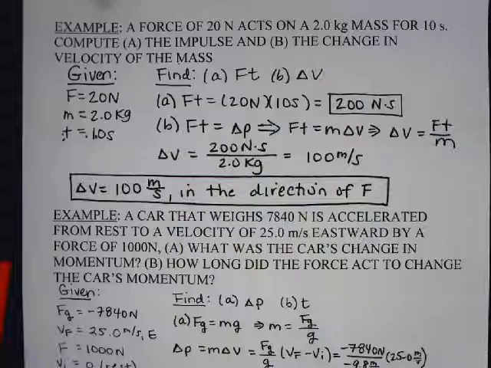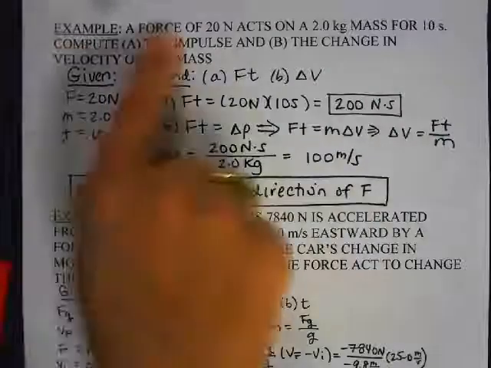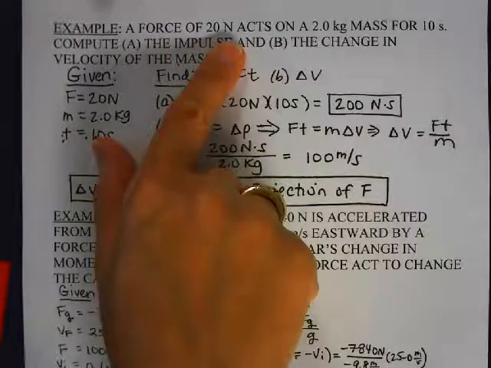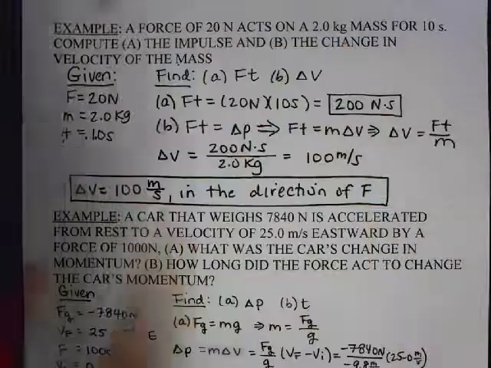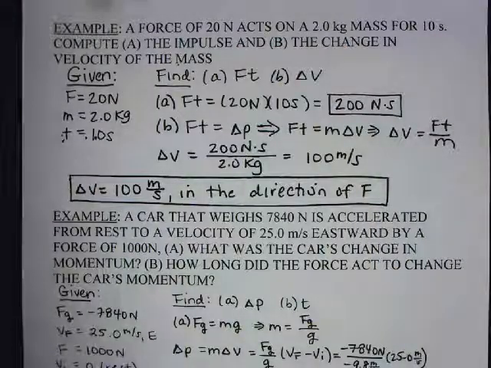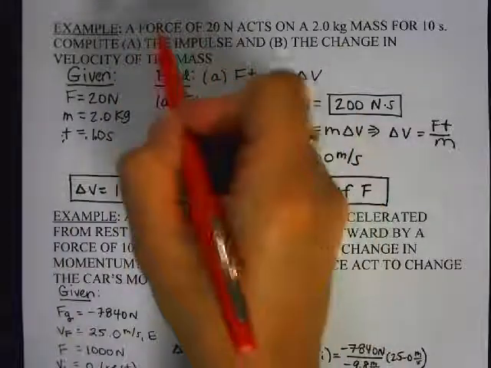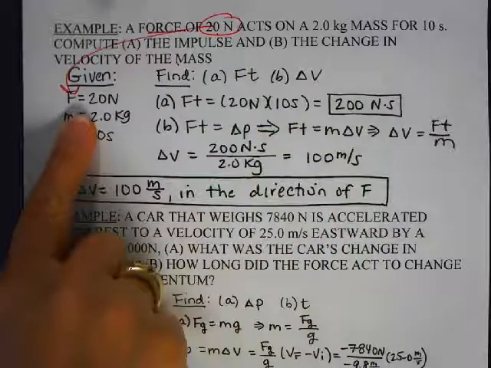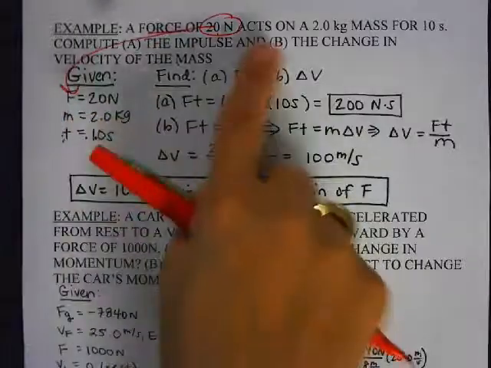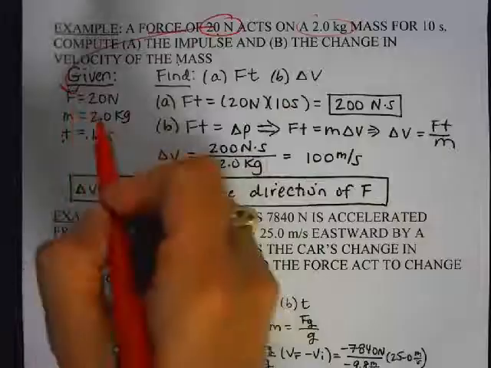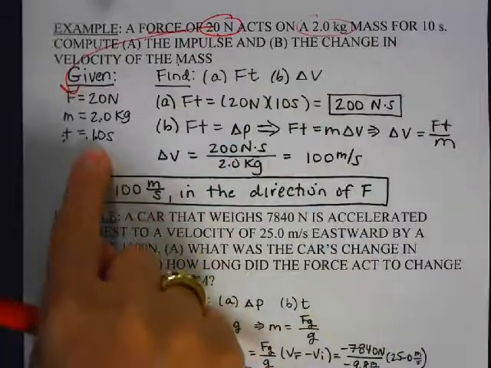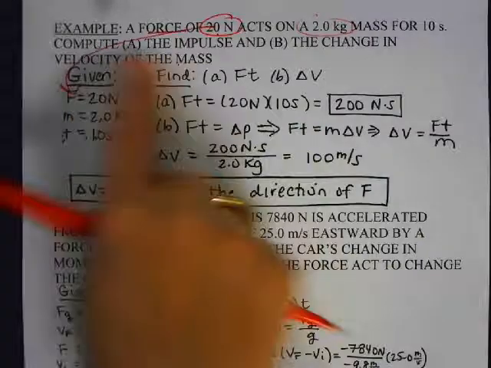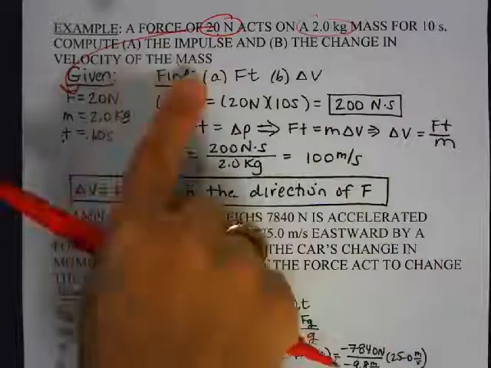Okay, so let's look at an example. It says a 20 Newton force acts on a 2 kilogram mass. As you're going along, you want to chunk it. So as you read it, when you write down your given, it says a force of 20 newtons, so right away in my given, I'm going to write F as 20 newtons. Acts on a 2 kilogram mass, so that's my mass, for 10 seconds, so that's my time. Compute A, the impulse, and B, the change in velocity.